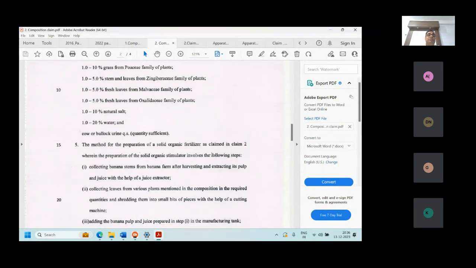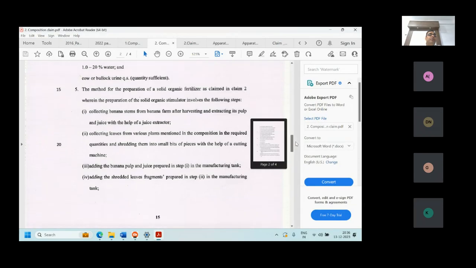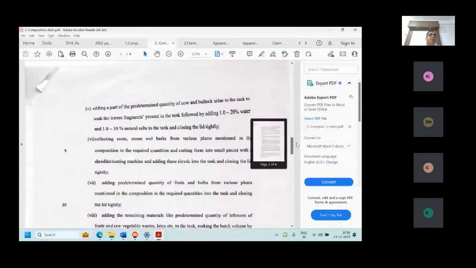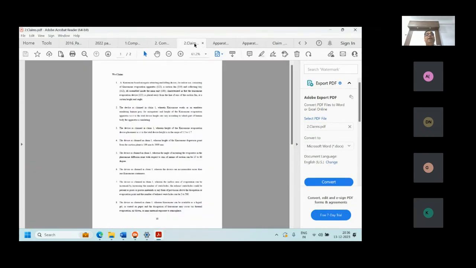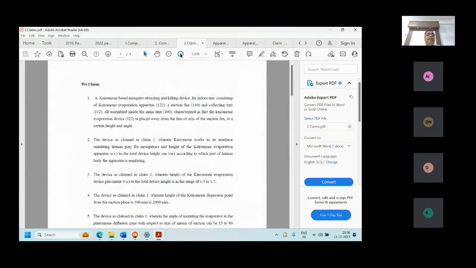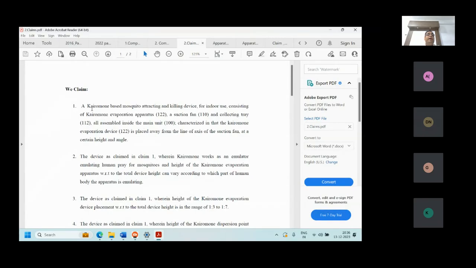See, in the method claim, the steps where they are describing: collecting banana stem, collecting leaves, collecting this. The ING format should be used. That's what they are doing. Then comes this claim; you already have this entire patent. So, a carrier based mosquito attractive killing device. This is the preamble, up to this point: for indoor use, consisting of.